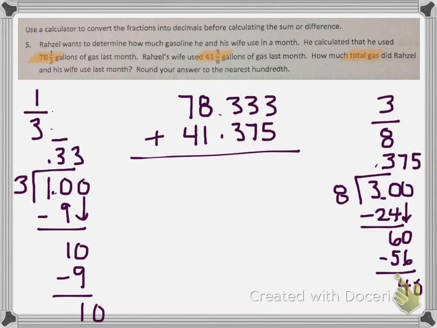And this is just lining up the decimals, lining up the place values, and doing some addition. So 3 plus 5 is 8. 3 plus 7 is 10, carry the 1. 3 plus 3 is 6 plus 1 is 7. The decimal goes straight down into my answer. 8 plus 1 is 9. And 7 plus 4 is 11.